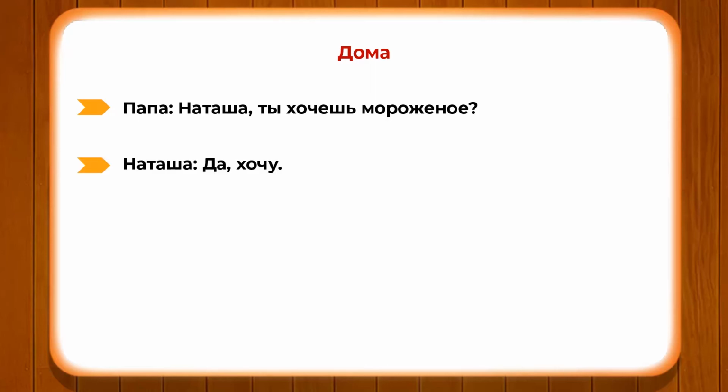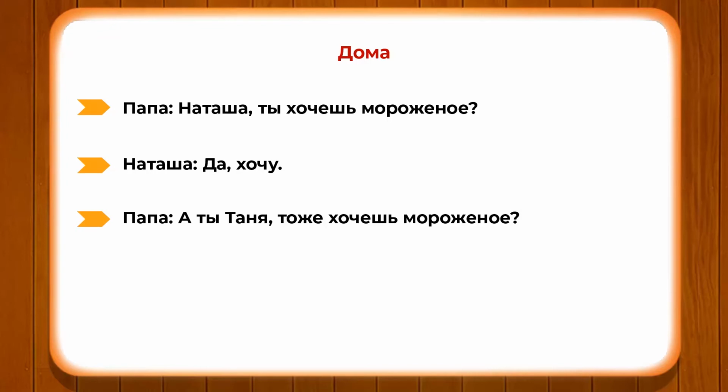The title is Doma, means at home. Papa: Natasha, ты хочешь мороженое? So the father is asking Natasha, ты хочешь мороженое? Do you want? Мороженое means ice cream. Natasha: да хочу. Yes, I would like to. Or yes, I want. I want to have.